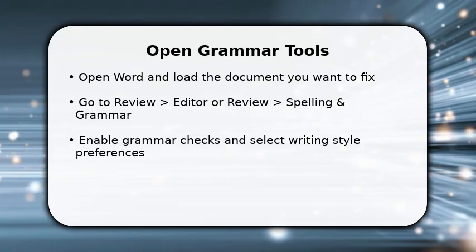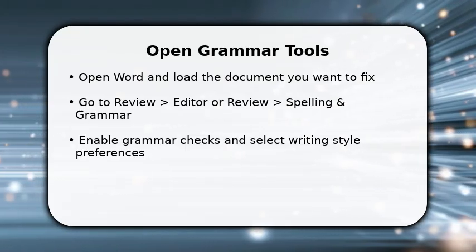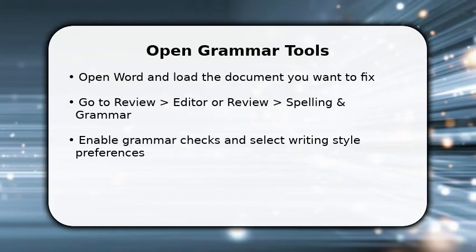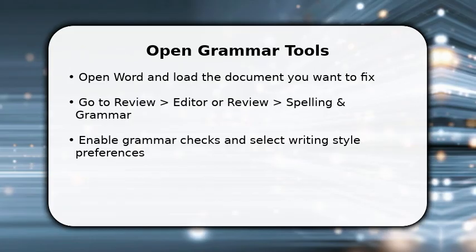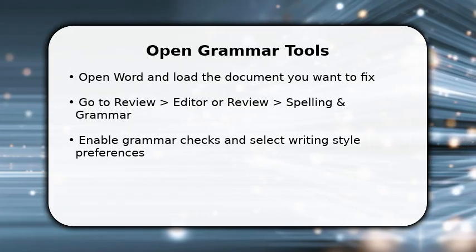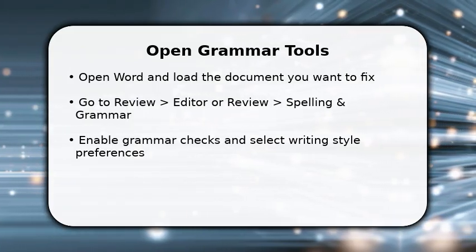Enjoy the video. You start by opening Word and the document you need to fix. Go straight to Review, then Editor or Spelling and Grammar so checks run immediately. Make sure Grammar and Clarity options are enabled. Select the document style that matches your goal, such as formal or casual.